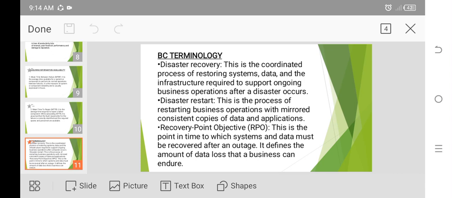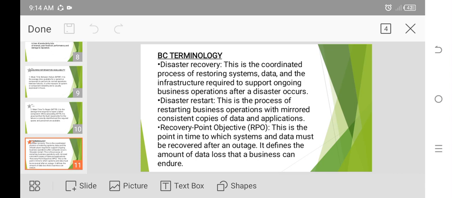So, the next is disaster restart. This is a process of restarting business operations with mirrored consistent copies of data and applications. So, this disaster restart refers to the process of restarting operations after a significant disruption. It is more about getting the business operations running again as quickly as possible, regardless of the underlying data and systems.